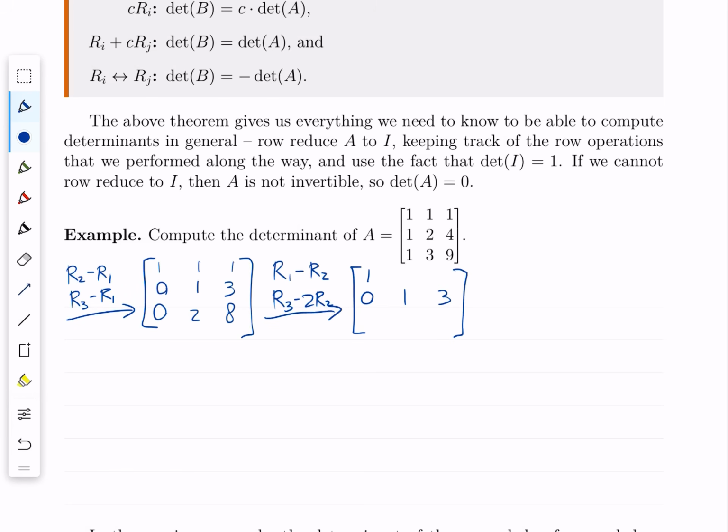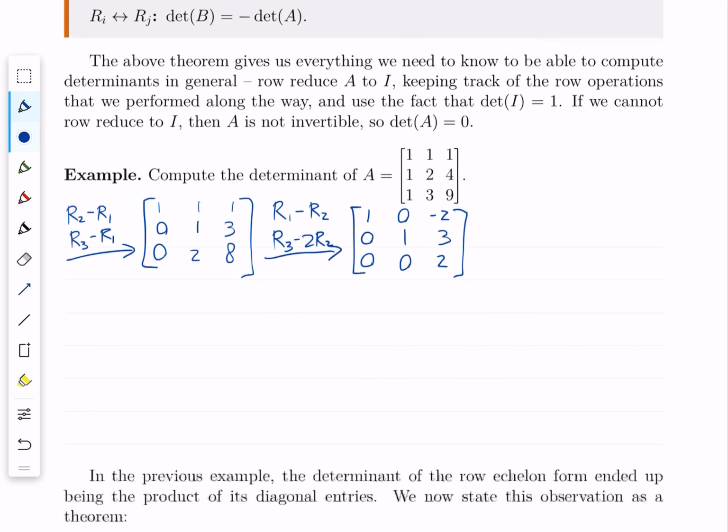And then the top row, I'm still going to have a 1 there. That's not going to change. I get a 0 there. That's why I did row 1 minus row 2. I'm going to get a minus 2 up here. Bottom row, I'm still going to have a 0 there. I'm going to get 2 minus 2 in the middle, which is 0. That's why I did row 3 minus 2 row 2. And then I'm going to have 8 minus 6, which is 2 in the bottom right.